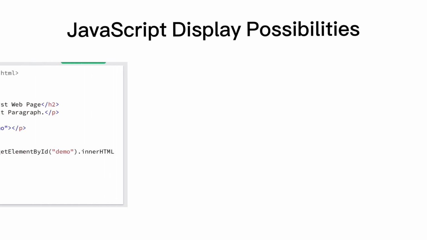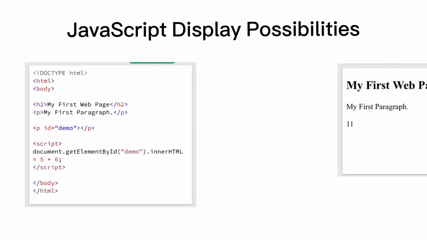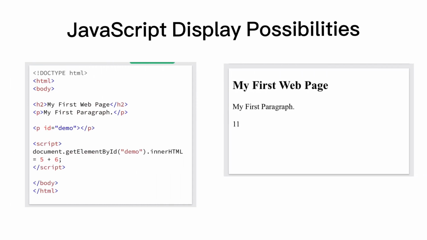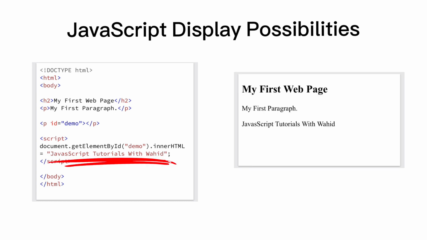On the left side you see the code, and on the right side you see the result. We use this p tag with ID demo to display something into it. We will use InnerHTML. As you see here, in the InnerHTML property, we asked for the result of 5 plus 6. JavaScript calculated and displayed the result inside the p tag. If we want to display something else, we can change the value of the InnerHTML property, and we can see it there.